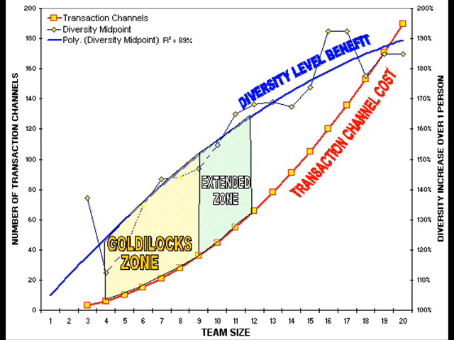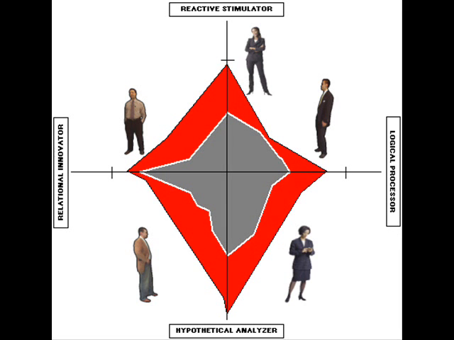The difference between the red cost line and the blue benefit line can be considered a net advantage. It tells you where you are buying the most diversity per unit of transaction cost. The Goldilocks zone is the area where you get the most diversity for the cost. A leader will have many teams in the course of a career. The leader's job is to create conditions for team members to succeed. The team structure is the arena in which that success or failure will be played out.